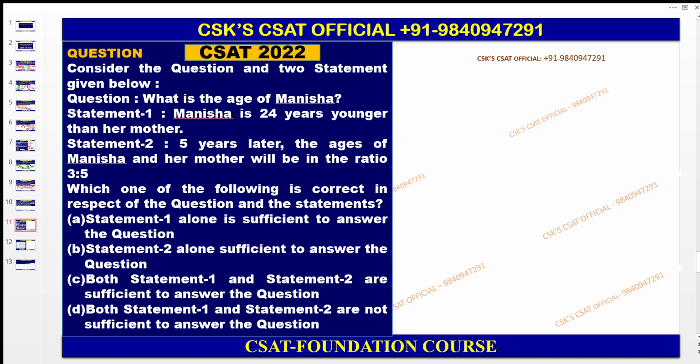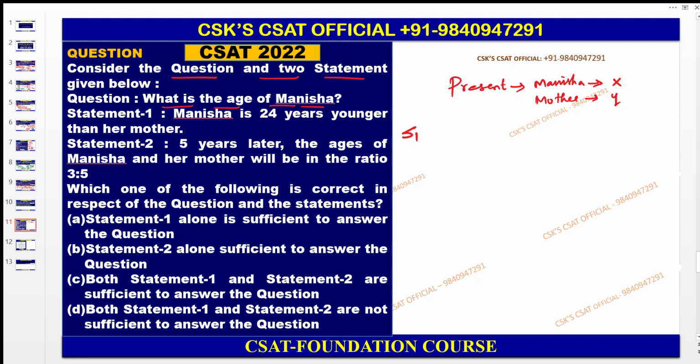Okay, fine. Now try to understand. Consider the question and the 2 statements given below. What is the age of Manisha? You need to calculate the age of Manisha. Now statement number 1: Manisha is 24 years younger than her mother. First of all, let us take a assumption here. You can take Manisha as X, and her mother as Y. For our convenience, we are taking X and Y.